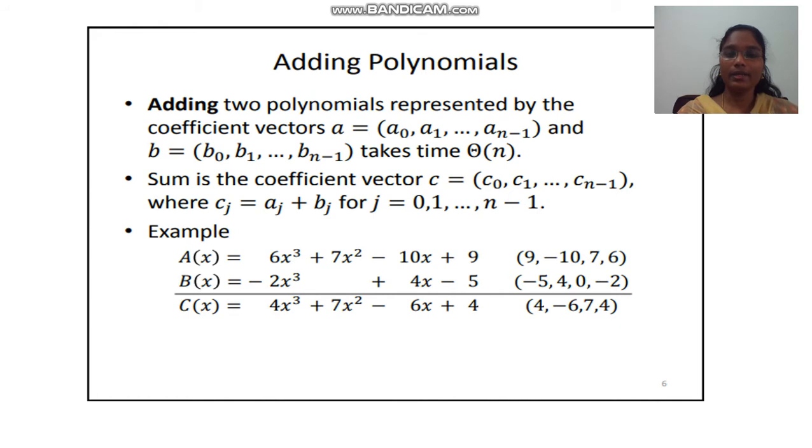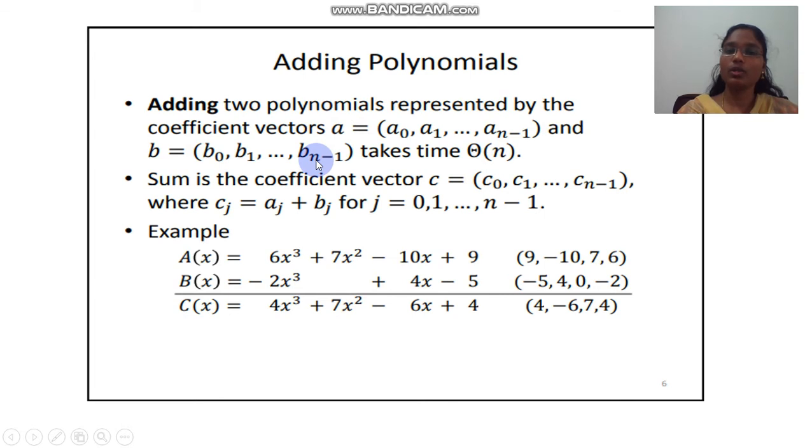How can we add two polynomials? We know that each polynomial has a coefficient vector. So consider there are two polynomials A(x) and B(x), and for the first polynomial we have a coefficient vector from a_0 to a_{n-1} and another coefficient vector b_0 to b_{n-1}.